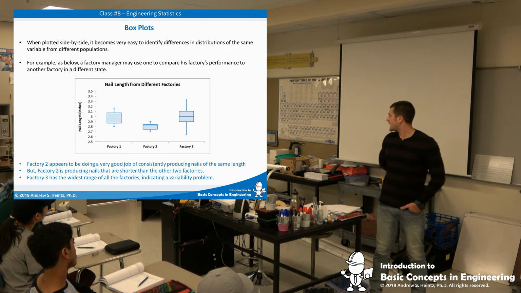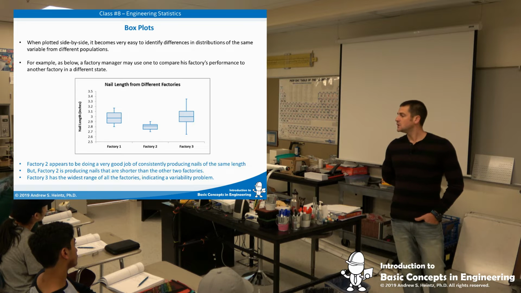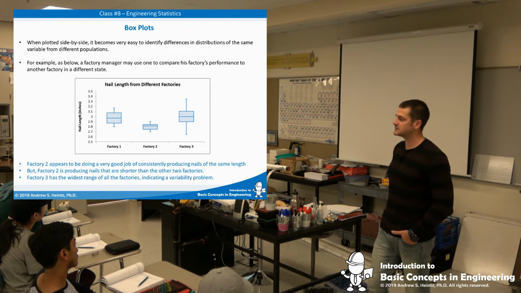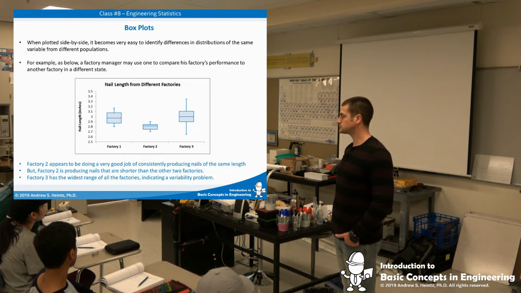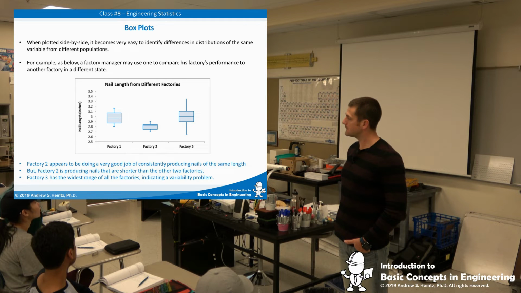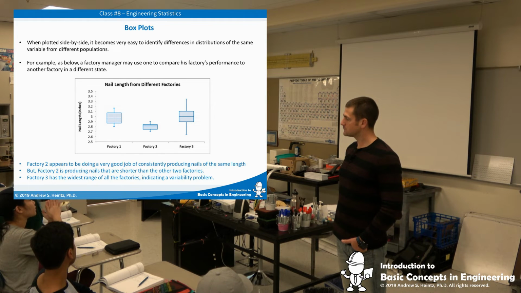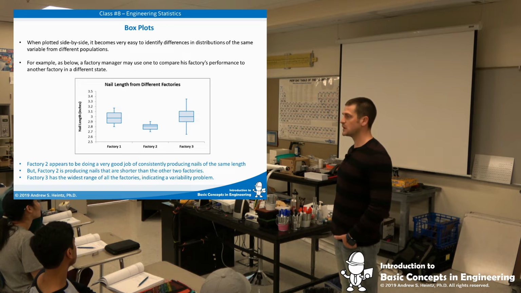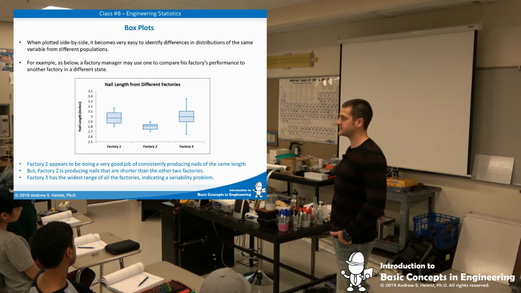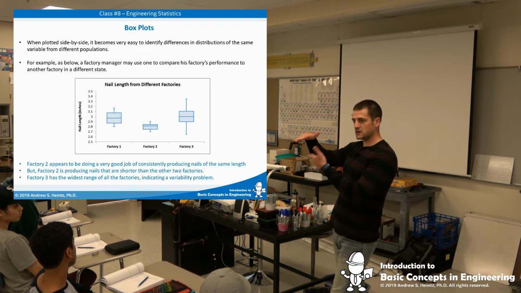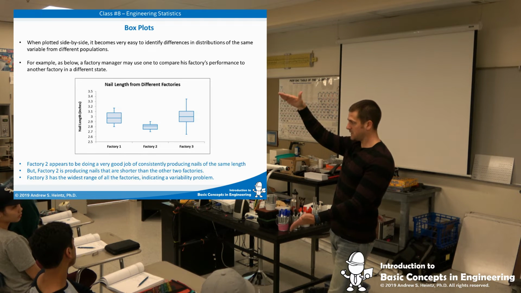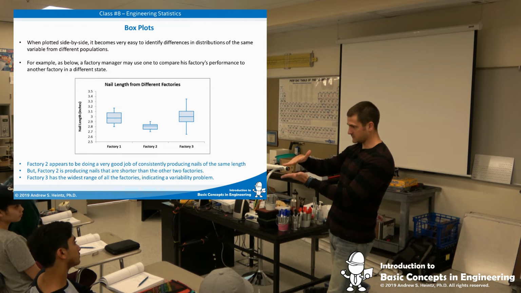So in this case, let me ask you, Lynn, which factory has the tightest variation? Why? Right, so factory 2 has the lowest variation because the box plot's the tightest. Okay, so again, when our box plot goes from minimum to maximum, if you have a wide distribution, it's going to be a very large box plot. If you don't, it's going to be a very tight box plot.